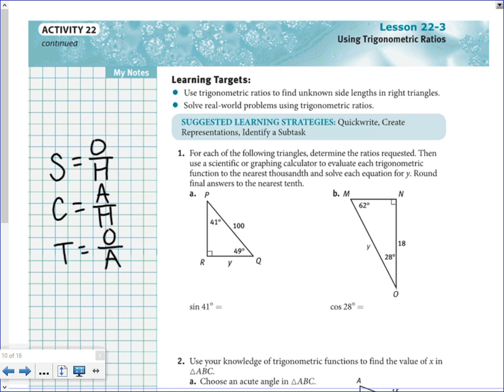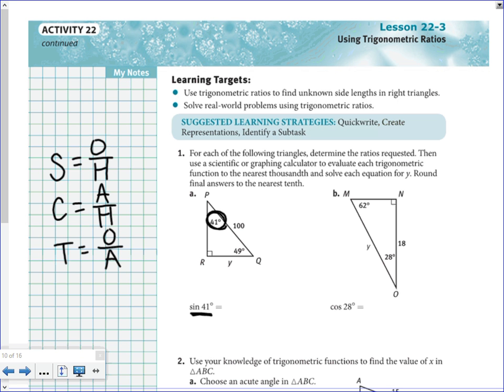They want us to find the value of y. So they tell us here to use the sine of 41. So we're using the 41-degree angle. Typically, they're not going to tell you which angle you have to use, but on this one, they're trying to help you a little bit.